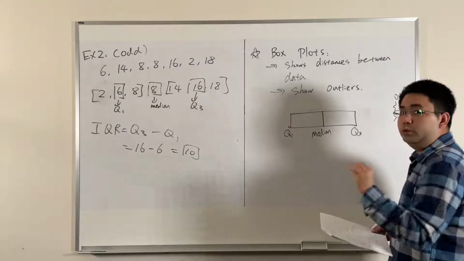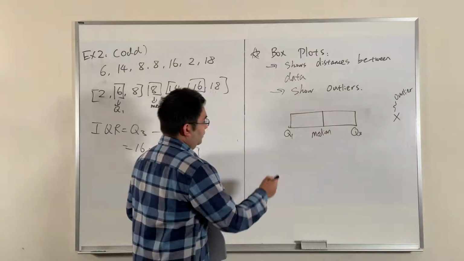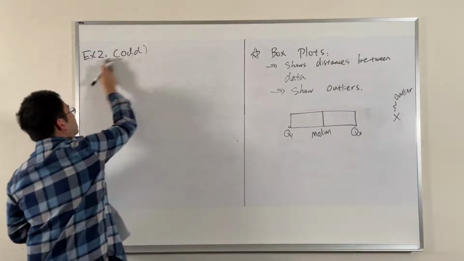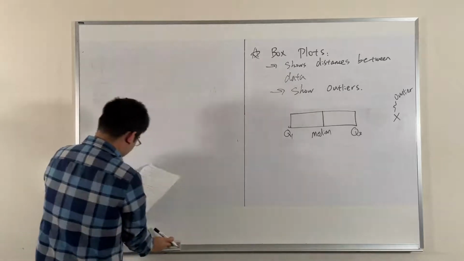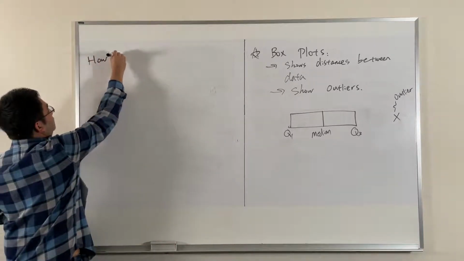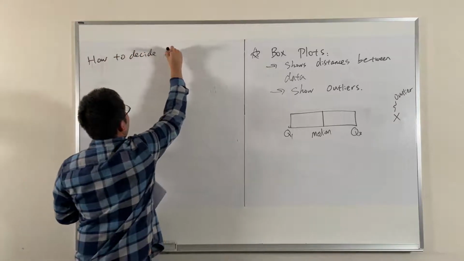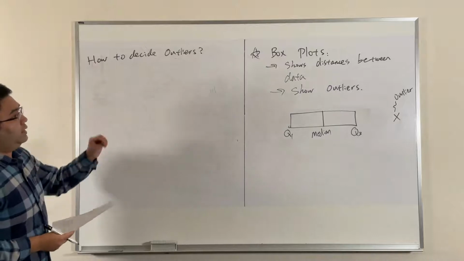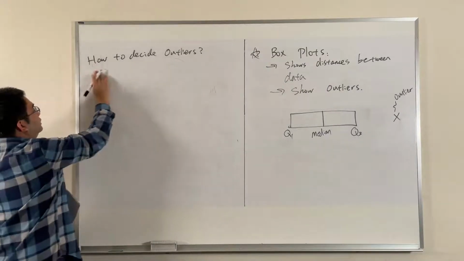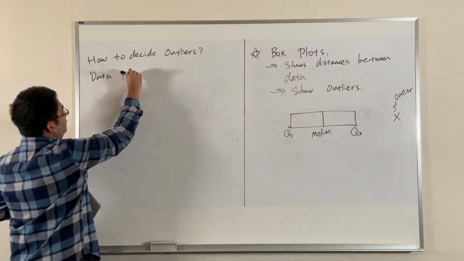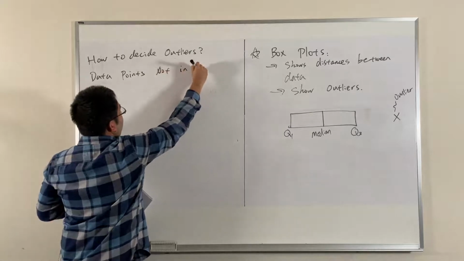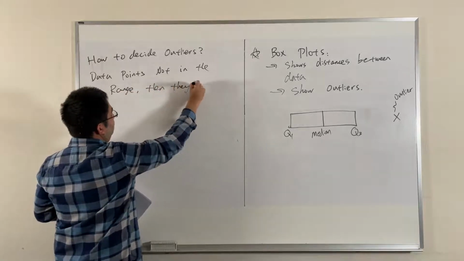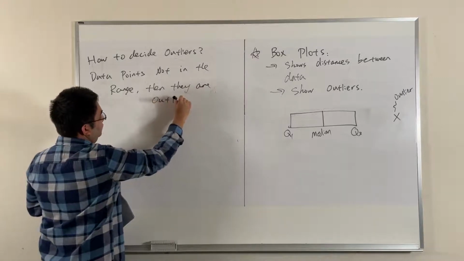But how do you decide if a data point is an outlier? To decide, we have a rule. How to decide outliers: we'll have a range. If a data point is not in this range, then it's an outlier.